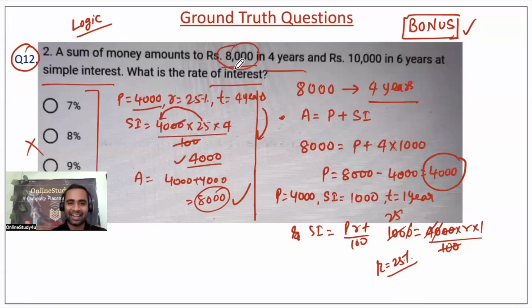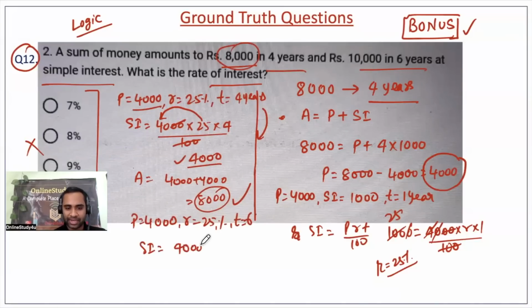They are also telling that in 4 years it is becoming 8,000 and in 6 years it is becoming 10,000. So let's check 6 years also, no problem, that is my job. The rate is 25%, and we will see in 6 years how much it becomes. SI will be equal to principal 4,000 into 25 into 6 divided by 100. 20 and 20 cancel, 25 into 4 is 100, 1,000 into 6 is 6,000 rupees, right?